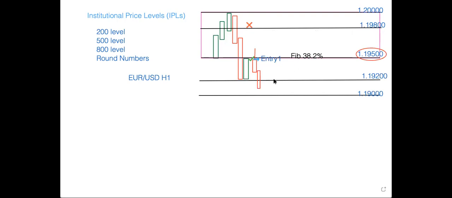And even you can consider setting it above this high. As you can see, the rejection from this IPL 19,500, so probably 10 pips above is 19,600. So you can set the stop loss in this case, because this low is broken, so you can consider putting the stop loss here.